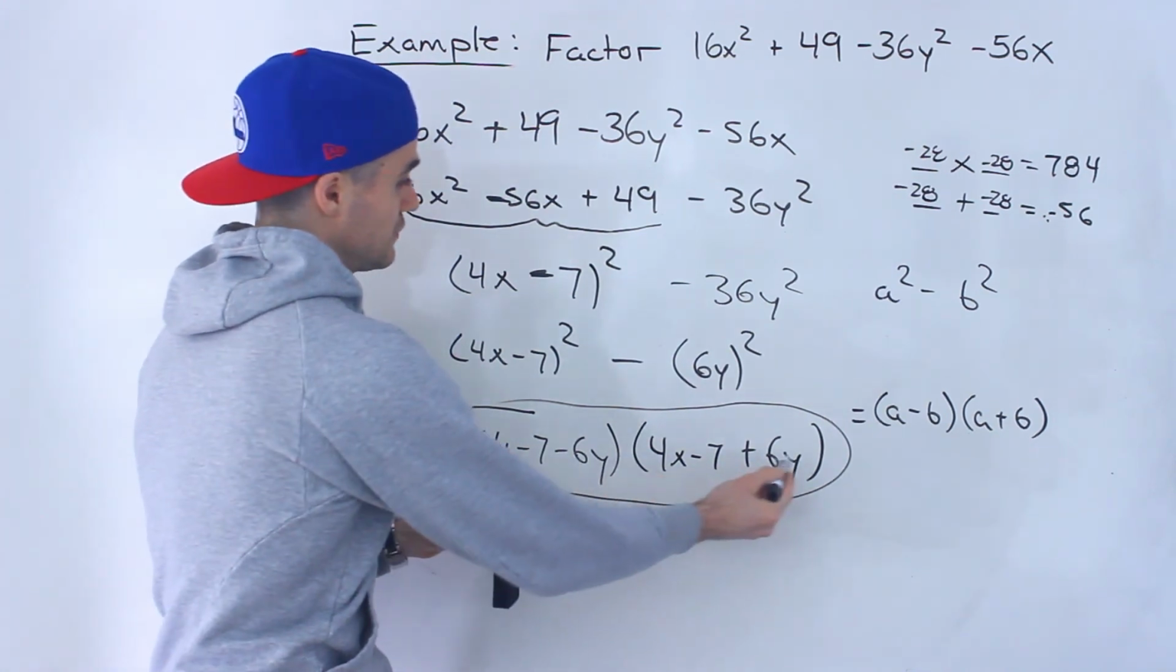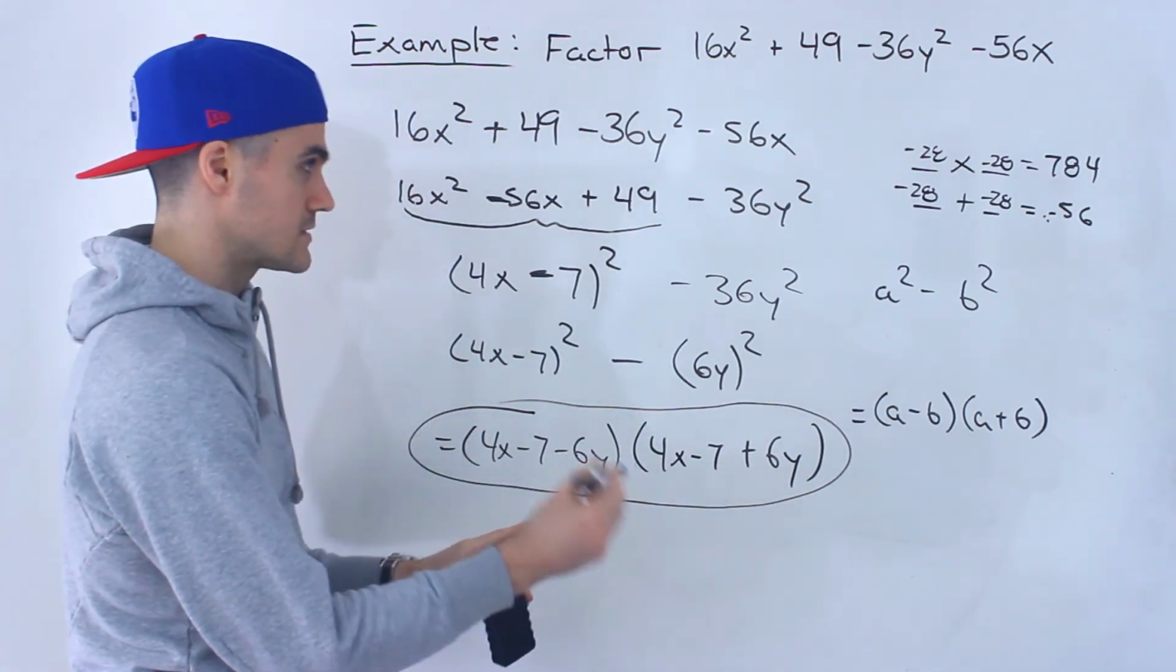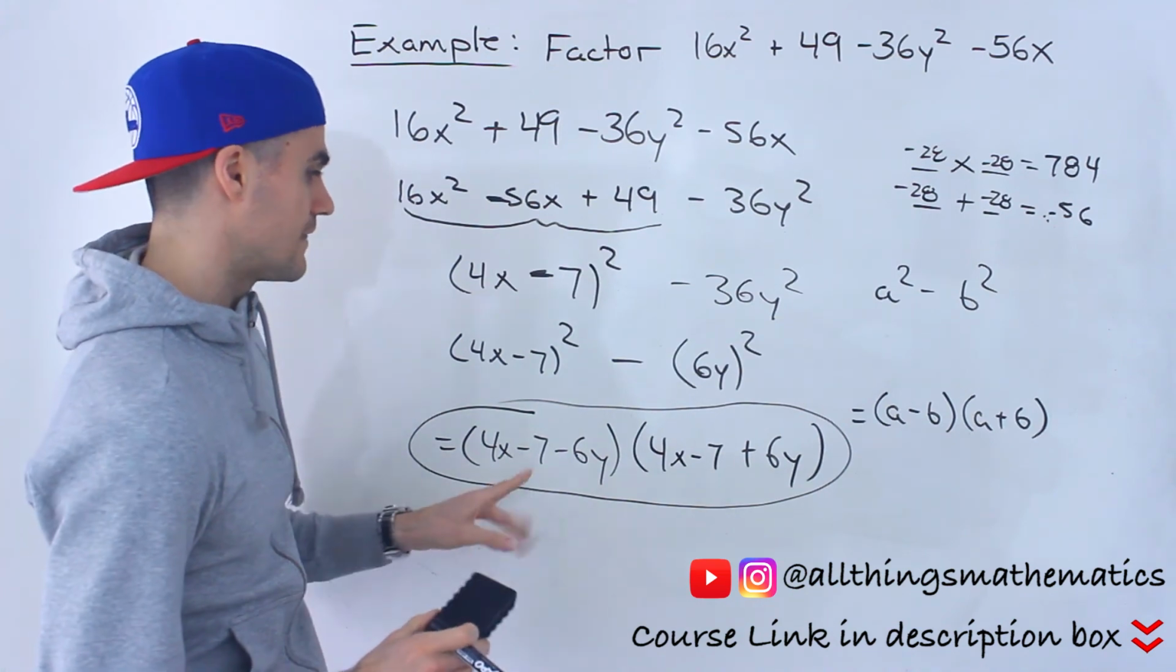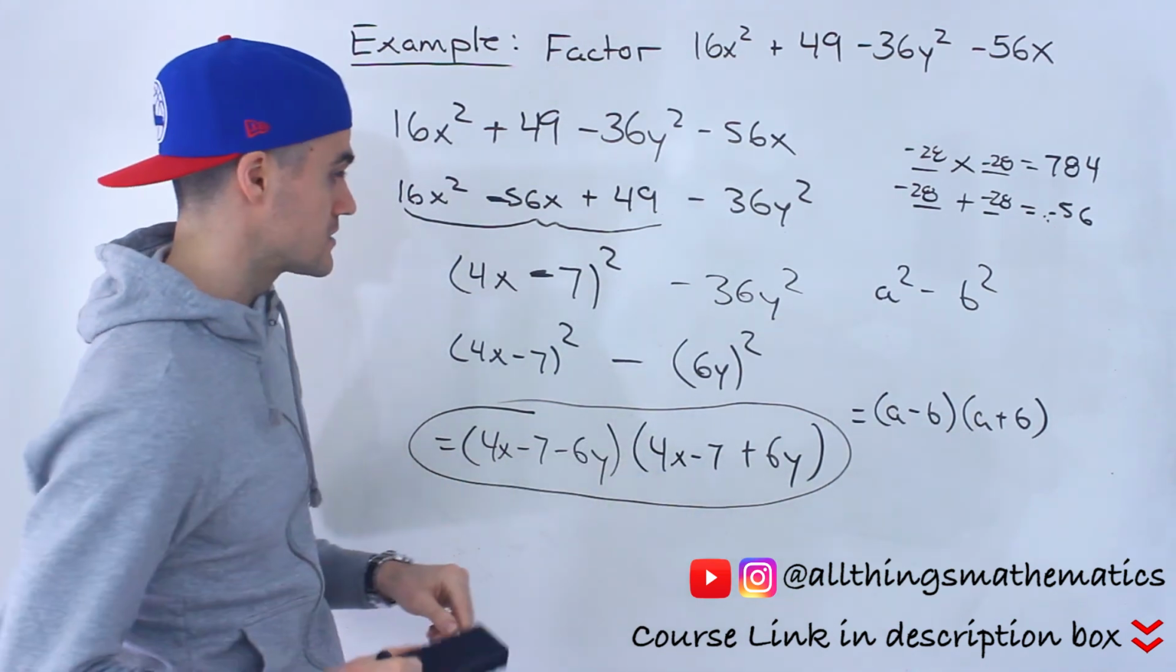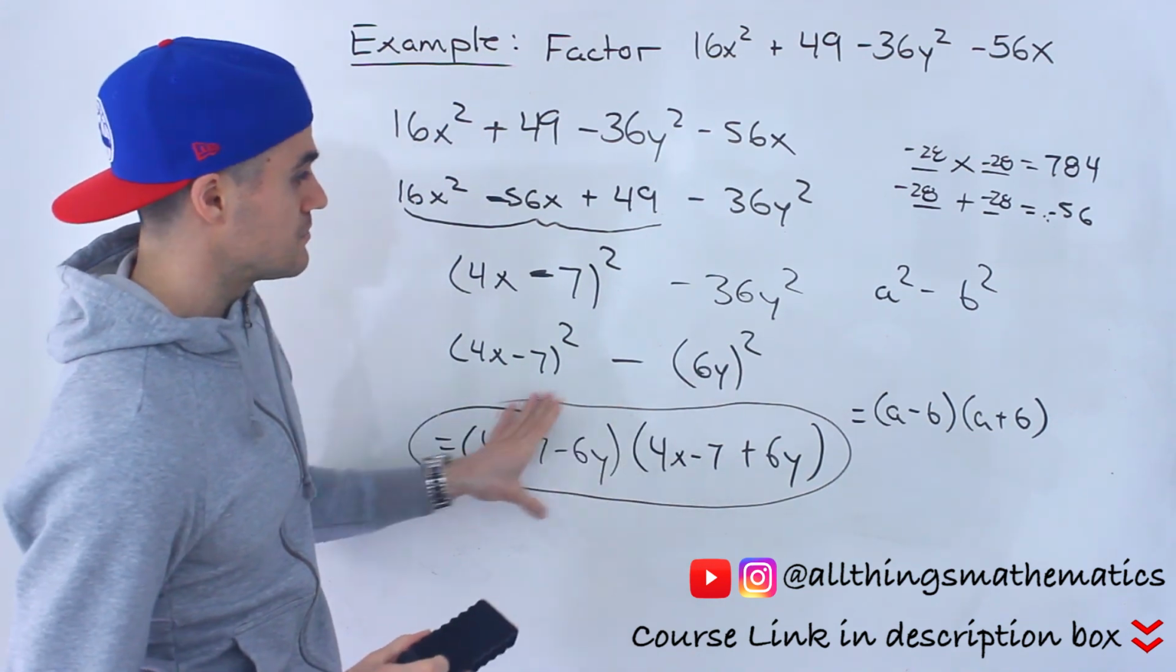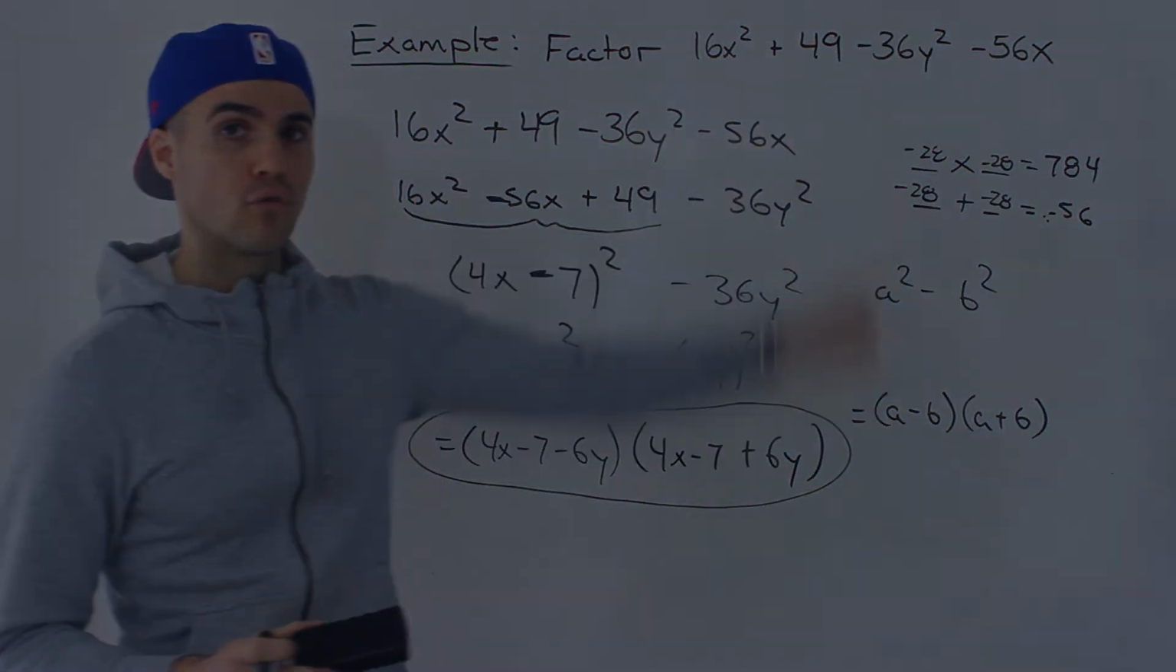Sometimes you can simplify these brackets further as well in some expressions you factor. In this case, you can't simplify it any further. There are no like terms in the brackets to simplify. So this ends up being the final factored form for that.